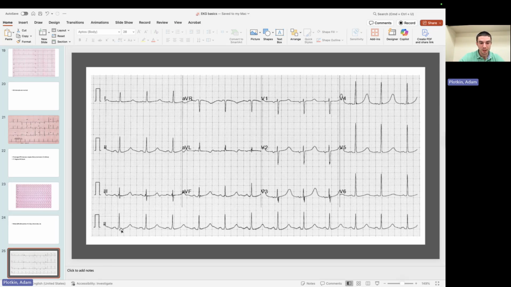But this one, right, you see here's the P, right? First off, is it regular? Yeah, this looks pretty regular. You can calculate your rate as well if you wanted to. The P's are all followed by a QRS. The QRS are all preceded by a P. They're upright in 2. They're upright in 1. They're down in aVR, normal sinus rhythm. We're not tachycardic, not bradycardic.